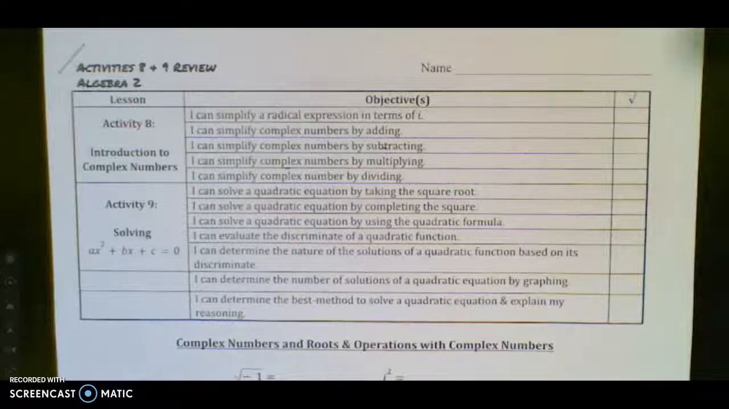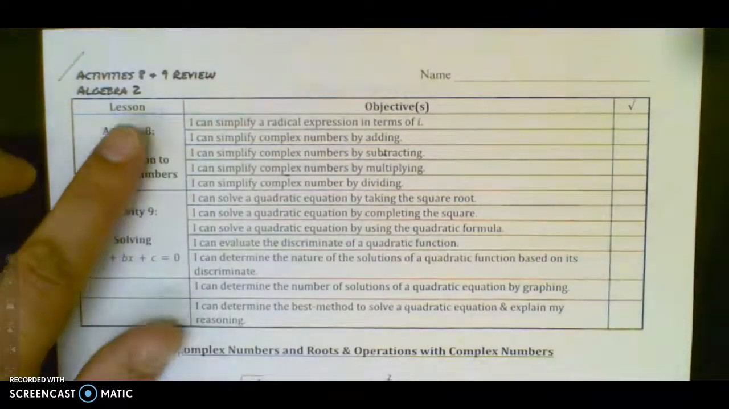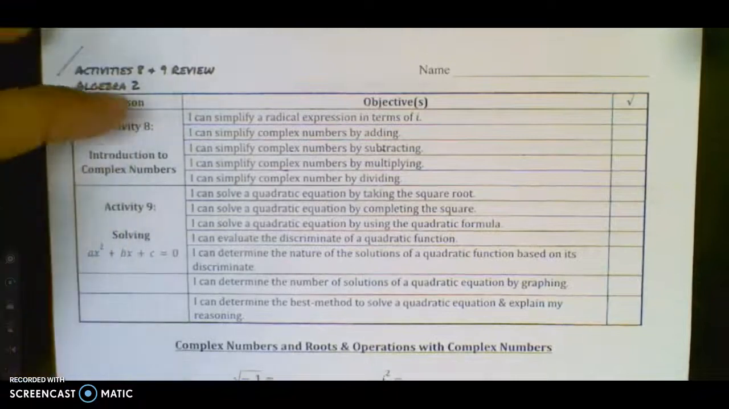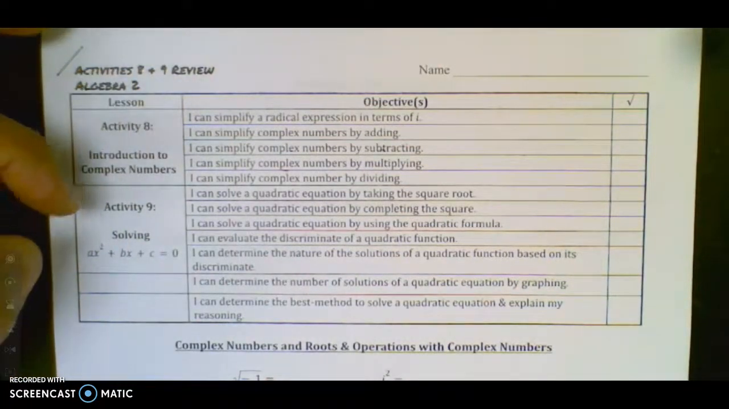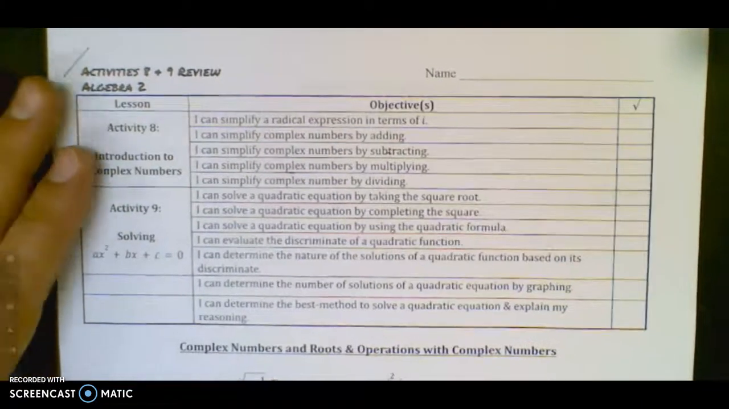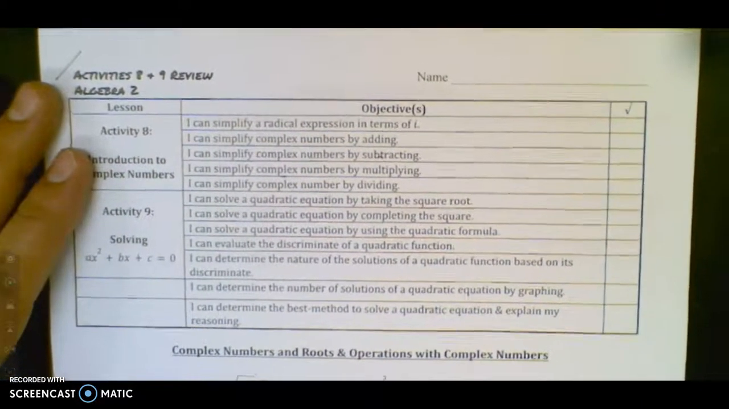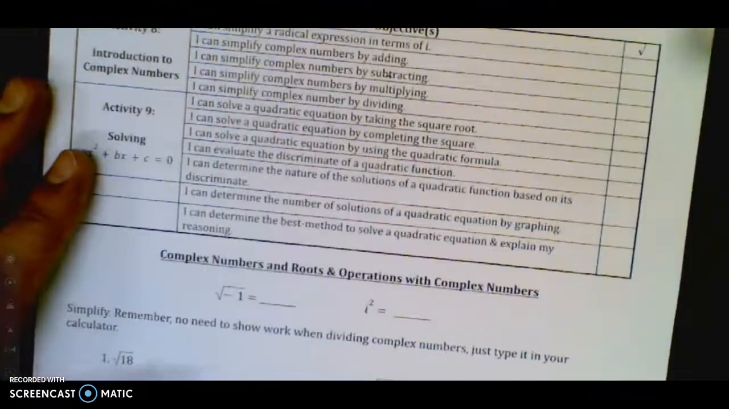Alright, here's a video going over the activities 8 and 9 review. You should go through here and keep track with check marks of what you feel confident in and what you don't. That way you can ask questions, come in and see me E and I, something like that.